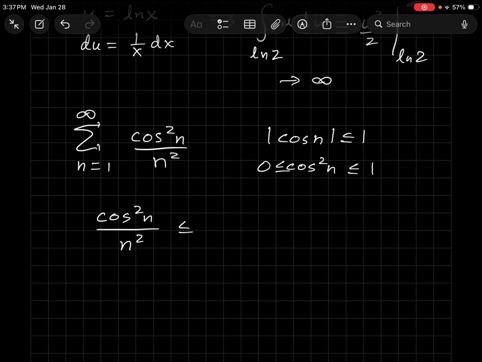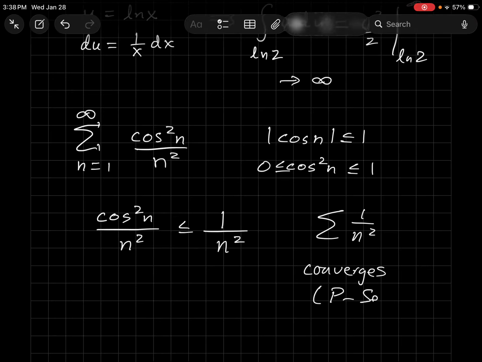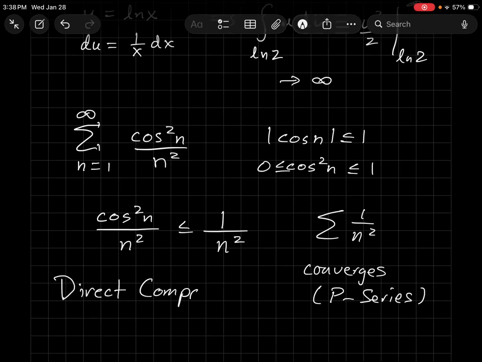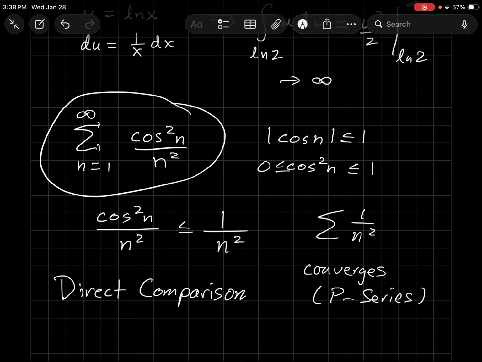Because if cosine squared of n is less than 1, then cosine squared of n over n squared is less than 1 over n squared. I know that 1 over n squared is a converging p-series. Which means by the direct comparison test, I have a summation which is positive but smaller than a finite series, which means my unknown series converges as well.